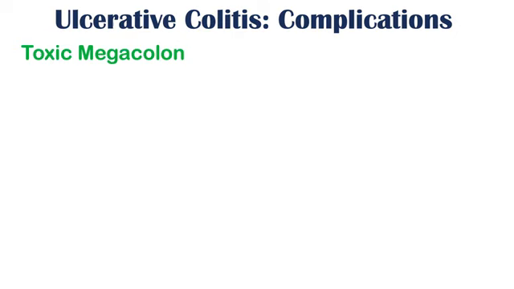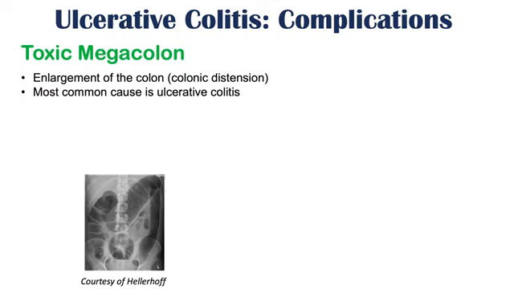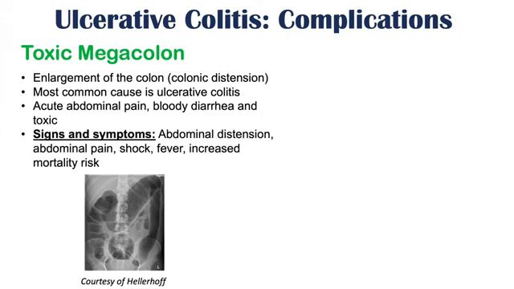And then another complication of ulcerative colitis is what we call toxic megacolon. This is an enlargement of the colon, and it's essentially colonic distension. So the colon becomes distended. You can see in this image here, it's very, very distended. This is actually most commonly caused by ulcerative colitis, although it can occur in other conditions as well, including Crohn's disease. And it presents with acute abdominal pain, bloody diarrhea, and the patient appears very toxic or very, very ill. Some other signs and symptoms include abdominal distension, abdominal pain, shock, fever, and increased mortality risk. So again, very, very important to think about as a potential complication in ulcerative colitis patients.